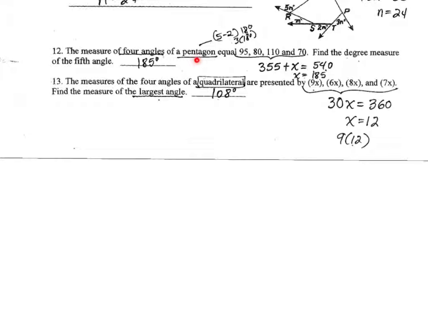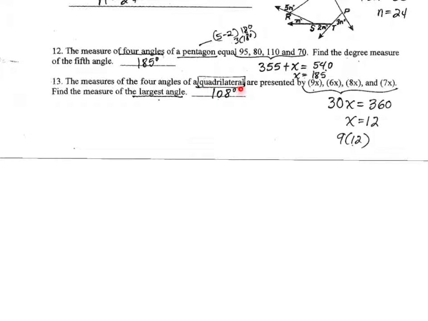So 540 is the measure of all total angles inside the pentagon, right? That is right. Because 5 minus 2 is 3, times 180 is 540. So it's 540 equals 355 plus the 5th angle. Okay, so you subtract 355 and you get that the 5th angle is 185. And that's it.